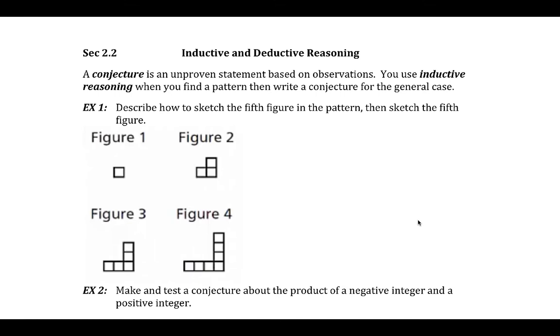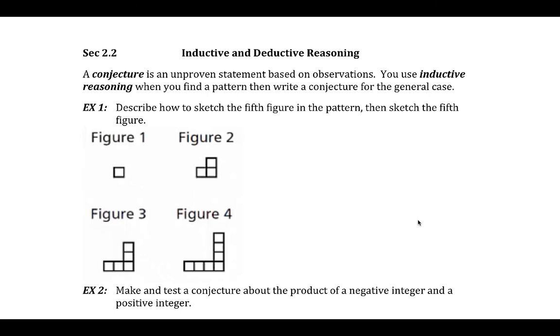Section 2.2 and 2.3, we're going to do these together. A conjecture is an unproven statement based on an observation. You use inductive reasoning. Inductive reasoning is when you find a pattern, then write a conjecture for the general case. So example 1: describe how to sketch the fifth figure in the pattern, then sketch the fifth figure.